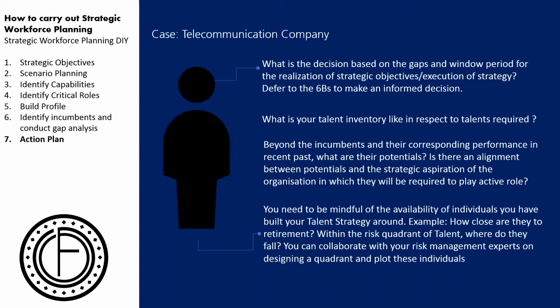Beyond the incumbents and their corresponding performance in the recent past, what are their potentials? You need to think, this individual is really doing well now, but when you look at the individual, has the individual got potential for what you aspire to achieve in future? Is there an alignment between potentials and the strategic aspiration of the organization in which they will be required to play an active role? So you don't want to joke with this. Someone who is really a top performer at this point in time might not have what it takes to deliver on your aspirations for the future.